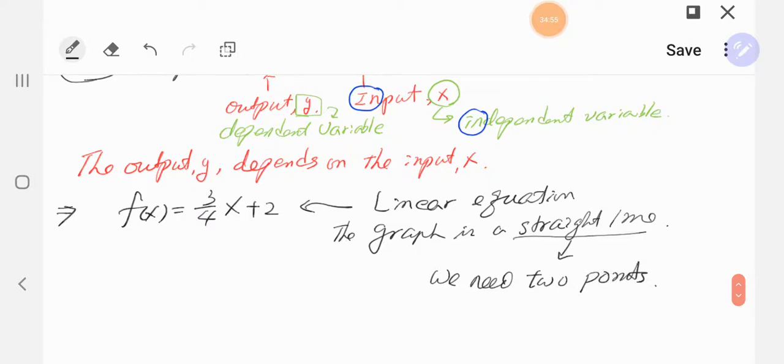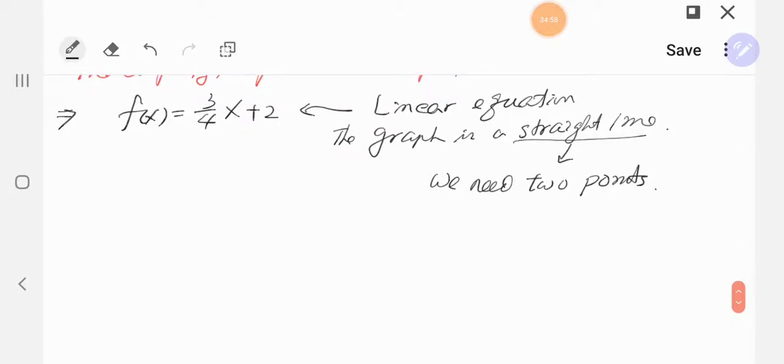Right, 2 points. So why don't we find 2 points, plot those 2 points, and connect them to graph a straight line? So why don't we use 2 points? In this case, the denominator is 4, right? So why don't we use a multiple of 4 for the x value, the input values, the independent variable x? We will use 2 input values that are multiples of 4, because we don't want to use fractions.